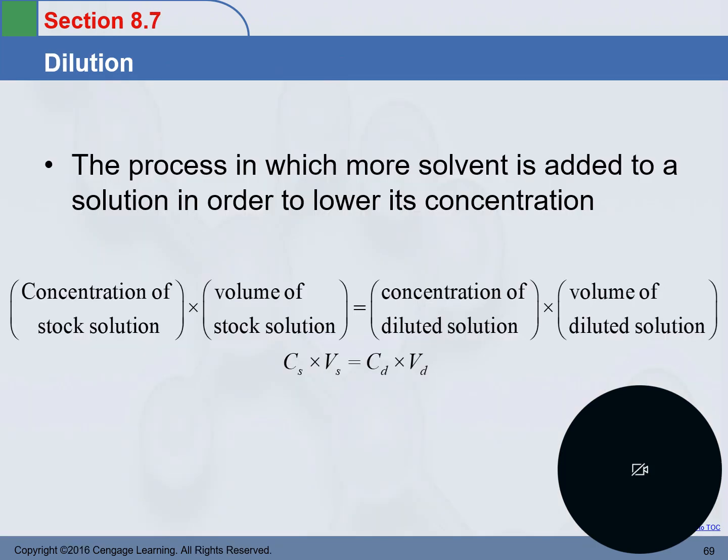8.7 deals with the dilution equation. And I've always seen books write it as molarity times volume, those are your initial conditions, equals molarity times volume, those are our final conditions. So some books will use a 1 and a 2 for your initial conditions, and these are your final conditions.